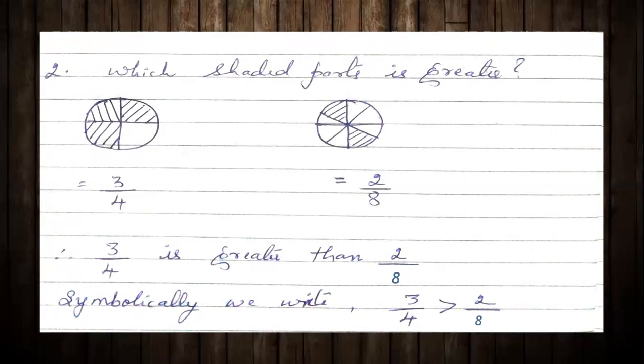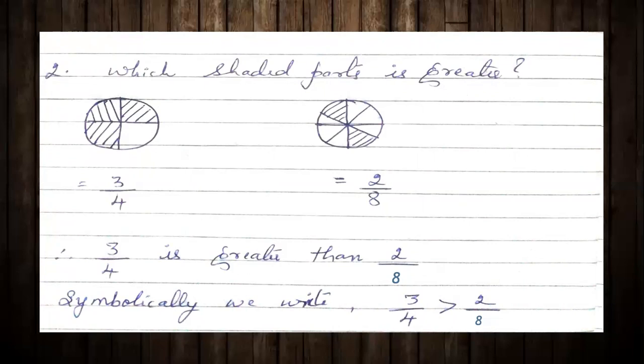So for the second figure, the fractional number will be 2/8. For the first figure, the fractional number is 3/4, and for the second figure, the fractional number is 2/8. When we compare both fractional numbers, we should check the denominators of both. Whichever has the smaller denominator, that number will be the greater one. The denominator should be the smaller number, then that whole fractional number will be the greater one.